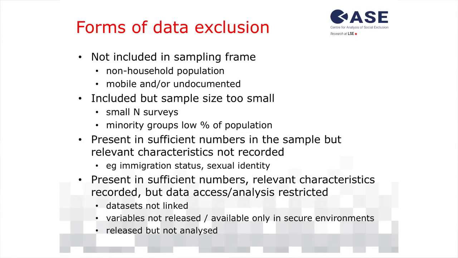Then finally, they may be in the sampling frame, present in sufficient numbers, have the relevant characteristics recorded, but we can't get hold of the data. So it's been collected, but it's not made available, it's not released. Or it may be in one data set, but not in another, and those data sets aren't linked. Or it may simply be that the analysis is restricted rather than the data themselves.